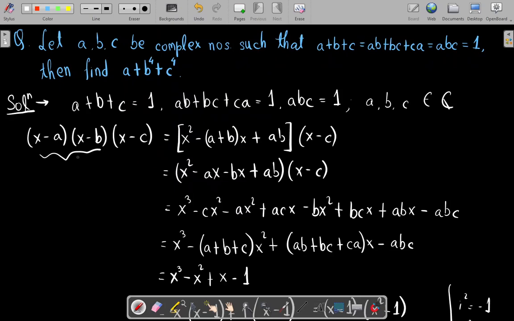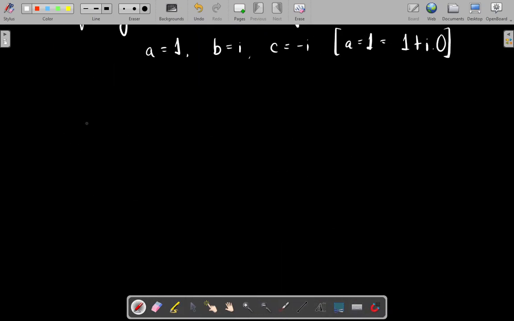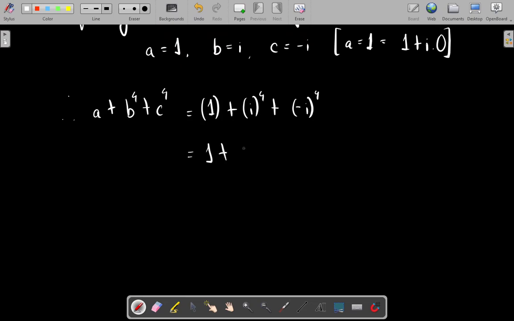Okay. So now let us find out the value of a plus b to the power 4 plus c to the power 4, right? The sum is almost completed. A plus b raised to the power 4 plus c raised to the power 4. So this gives 1 plus i raised to the power 4 plus negative i raised to the power 4. Okay. So this becomes 1 plus i to the power 4 is 1. Okay. And this is negative i raised to the power 4.